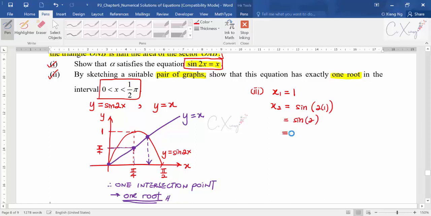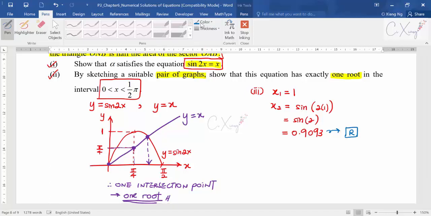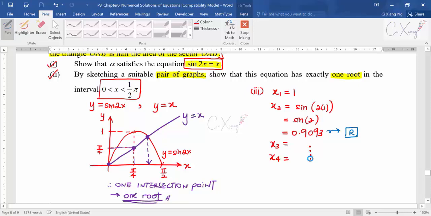And your answer should be 0.9093. So again, if you cannot get 0.9093 as your answer, then just double check and see whether you are having the R mode, the radian mode, in your calculator or not. Okay. Then after that you can continue with x3, x4 and so on. I'm not going to show you all the detail here, but you just make sure that all these are 4 decimal places. Okay, all the iterations are in 4 decimal places.